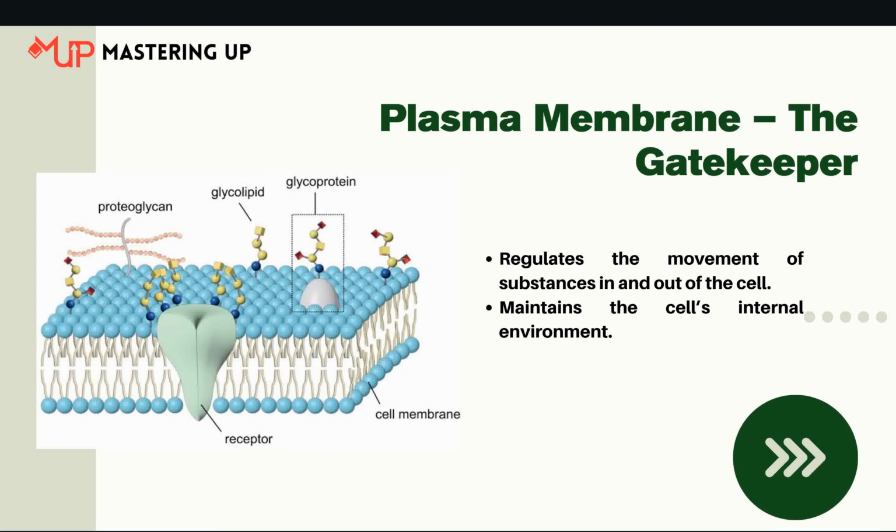Now let's see the plasma membrane, the gatekeeper. About plasma membrane in detail we have seen in the previous video. Now let's see the overview about plasma membrane. The plasma membrane, often referred to as the gatekeeper of the cell, regulates what enters and exits the cell. It maintains the internal environment of the cell, allowing necessary nutrients to enter while preventing the harmful substances from penetrating the cells.